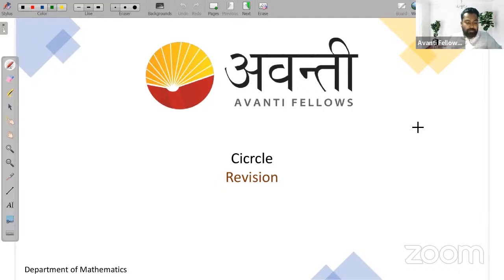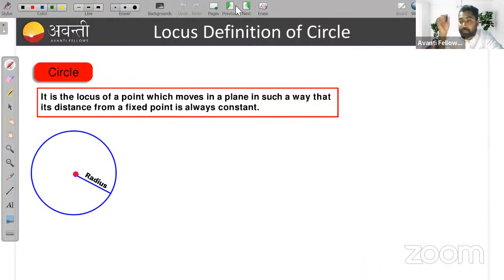So let's start with the revision. Okay, so what is the locus definition of circle? It is the locus of a point which moves in a plane in such a way that its distance from a fixed point is always constant, right? So this is the locus definition of circle.